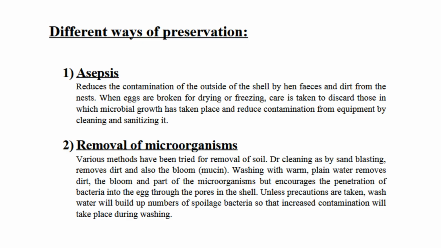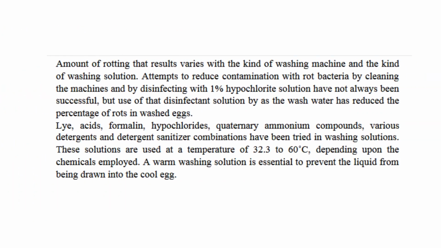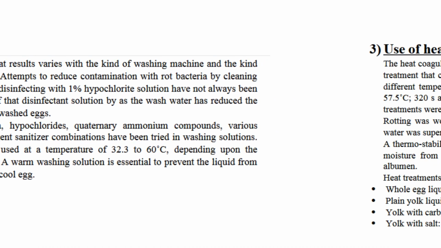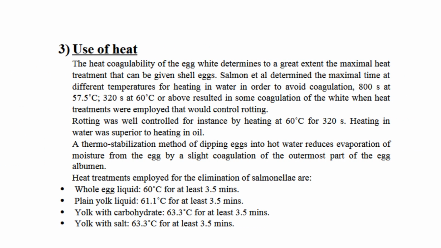Washing can remove dirt and microbes but also removes the protective bloom and can encourage bacteria to be drawn into the egg pores. Using a disinfectant like a 1% hypochlorite solution in the wash water has been shown to reduce rotting. The third method is the use of heat. The heat coagulability of egg white limits the maximum heat treatment. For example, heating shell eggs in water at 60 degrees Celsius for 320 seconds can control rotting without causing coagulation.